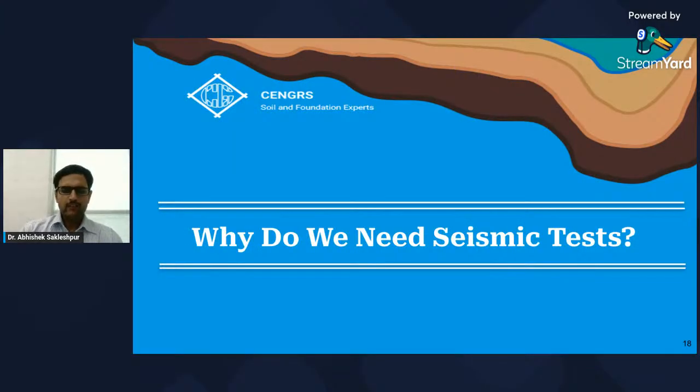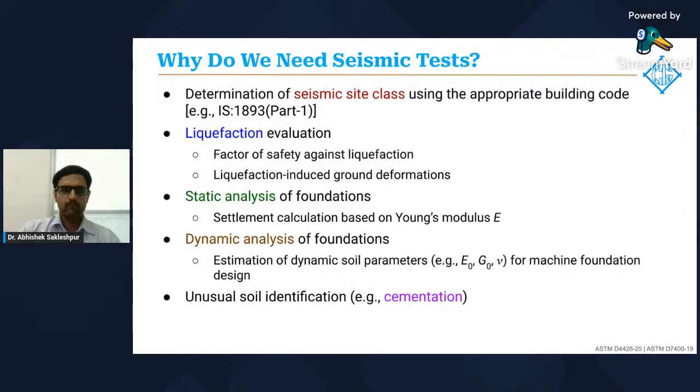Before we get to that, let's try to understand why we need these seismic tests in the first place. The first reason why we need seismic tests is to determine the seismic site class using the appropriate building code, for example, as specified in IS 1893 Part 1.